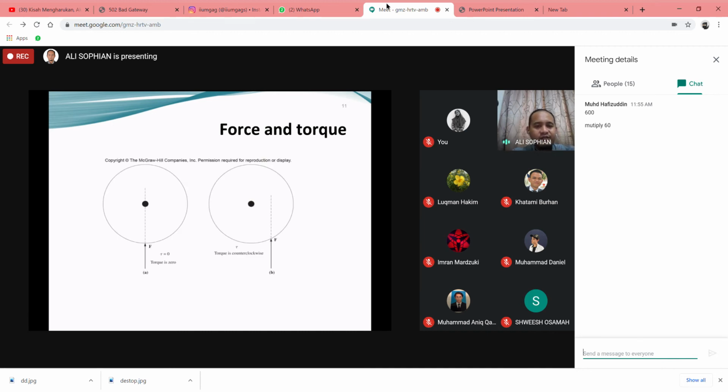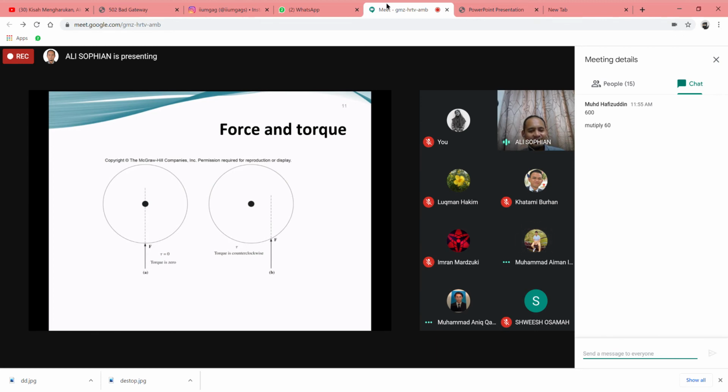Okay, so for the first one on the left hand side, the torque is zero. Why is the torque zero? Although we have a force applied to the object, the torque is zero. Why is it not rotating? We apply some force there, but why is it not rotating? Because it is applied at the center.